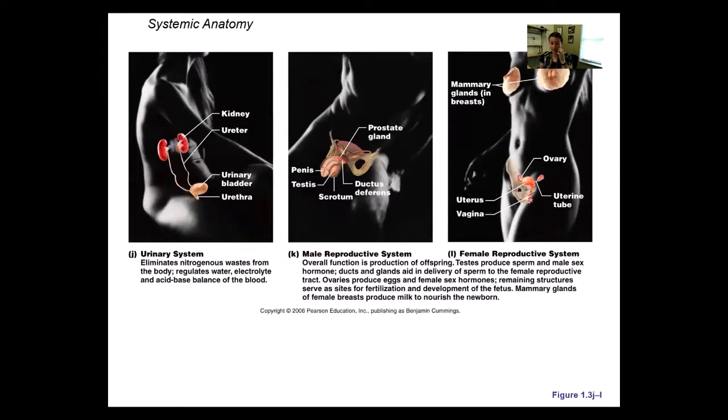The urinary system, in this system, the kidneys are responsible for filtering the blood. Okay, so we need to make sure that we have just the right amount of calcium, just the right amount of these different hormones. We have just the right amount of blood pressure, in fact. And so the kidneys are really important in maintaining the blood.